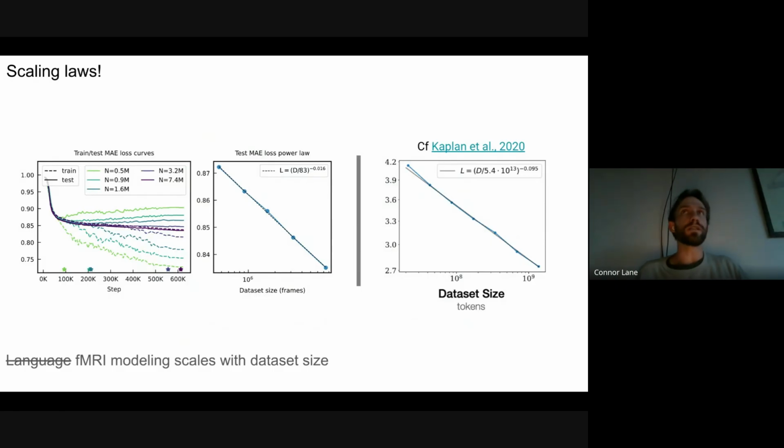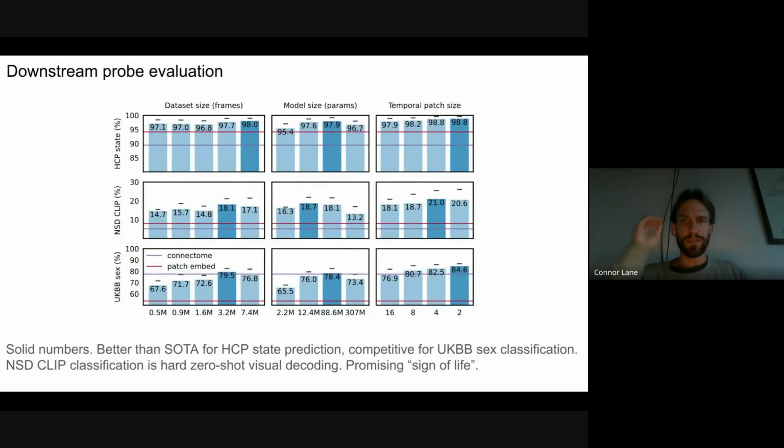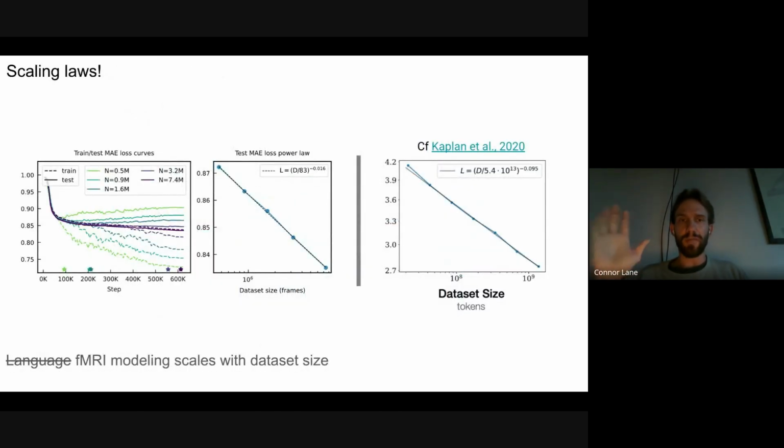So this is very nice to see. This is something we've been hoping to see in modeling fMRI data for some time. It's a prerequisite for believing that the foundation model strategy can work, to see that the models respond to increasing data, and that as you increase the dataset size, the models are able to predict more and learn more. Okay. So this is just masked reconstruction performance on held out data from the training data set.